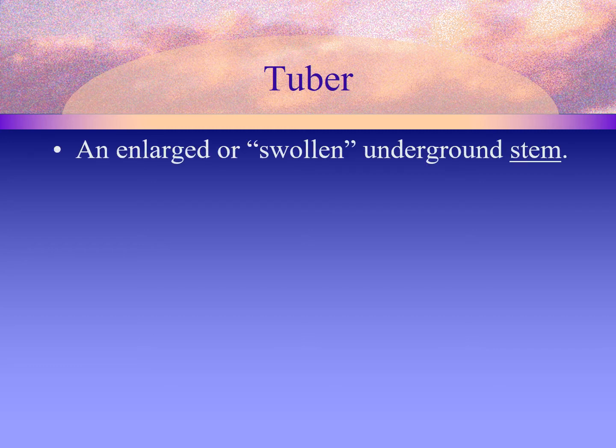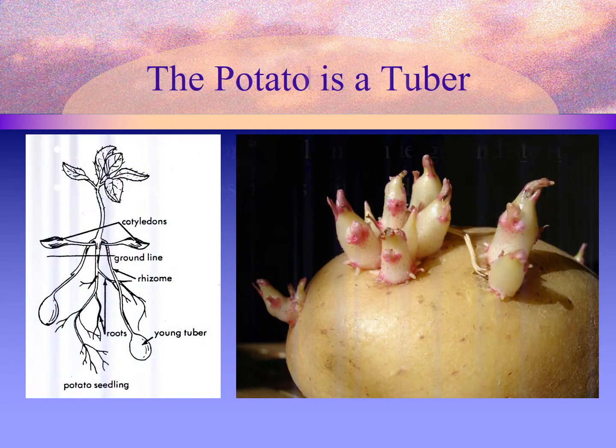Tubers are enlarged or swollen underground stems. So these are structures that you will find in the ground, underground. Tubers are true stems, they have nodes, and they have buds. Two examples of plants that make tubers are potatoes and Jerusalem artichokes.